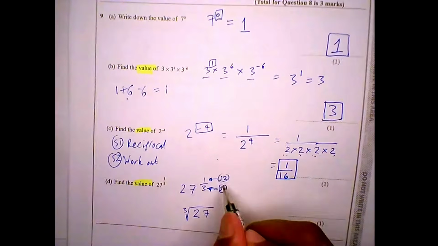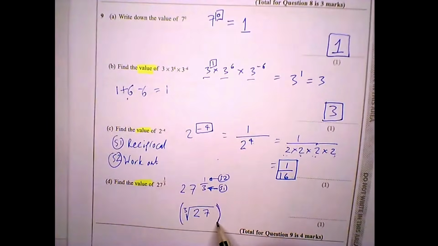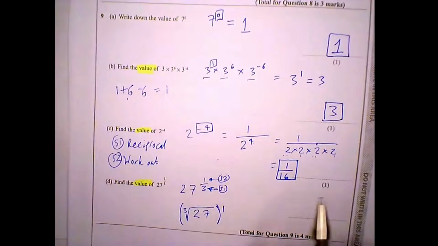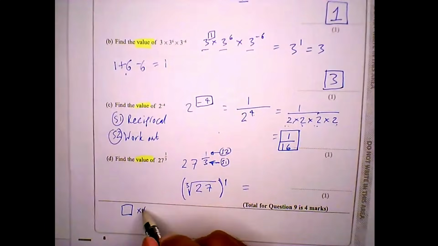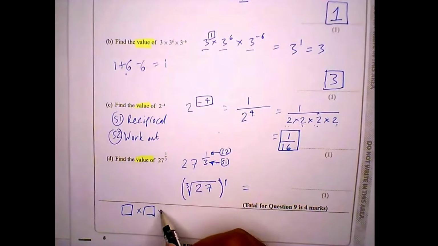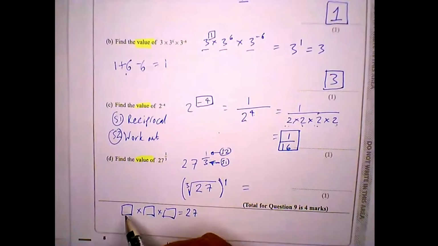In this case, because it's 1, I can ignore that. I'll just do it for the sake of consistency. So what number multiplied by itself 3 times gives me 27? Okay, we've done this now a few times, and we should know that it's 3. 3 times 3 times 3. 9 times 3 is 27.